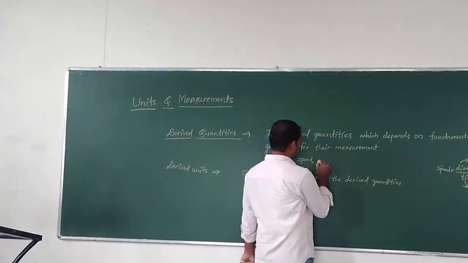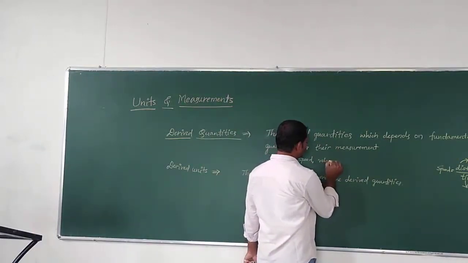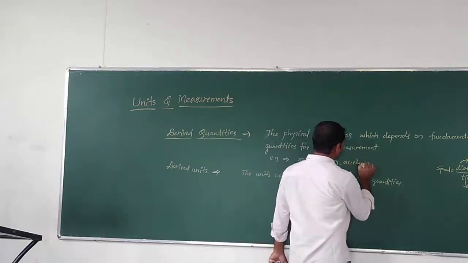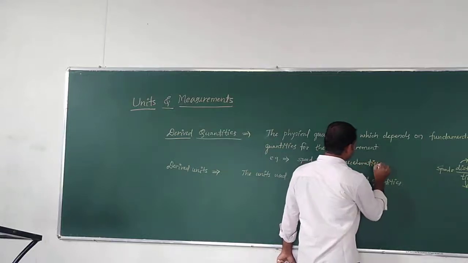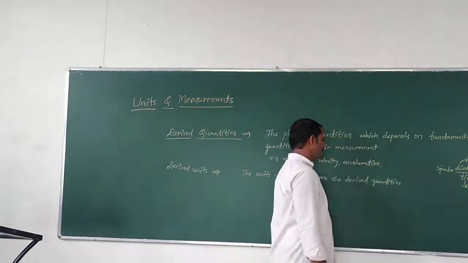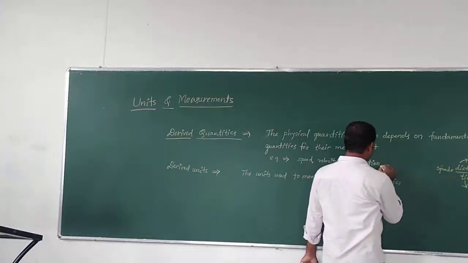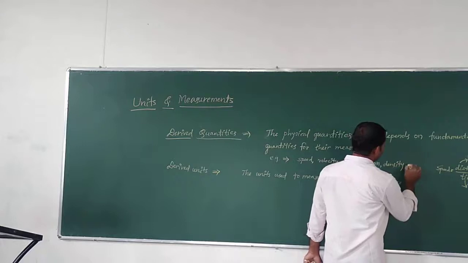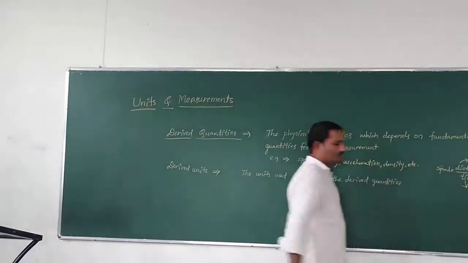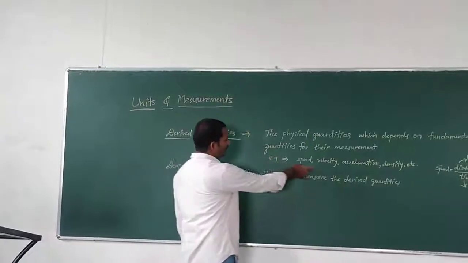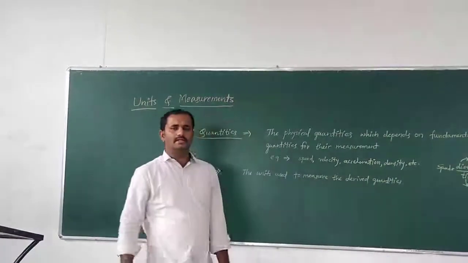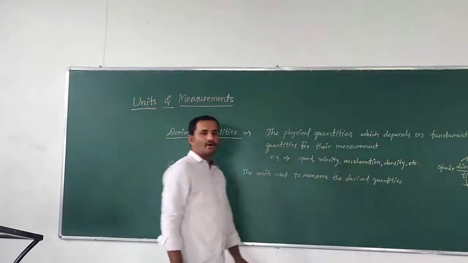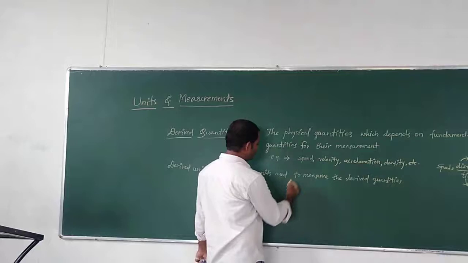So other quantities are there: speed, velocity, acceleration, again many more quantities are there. Density is there, etc. So these are the derived quantities. So units used to measure derived quantities are called as derived units.